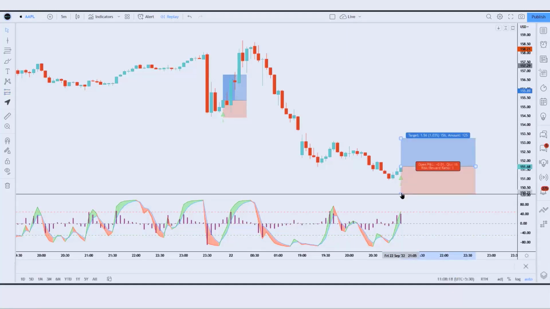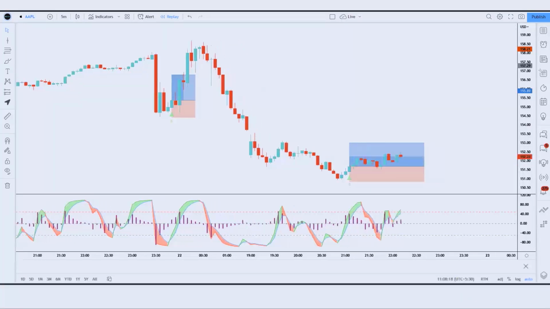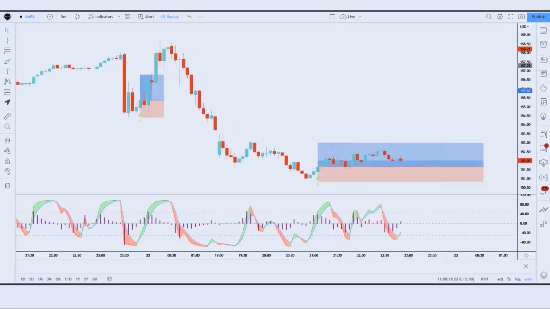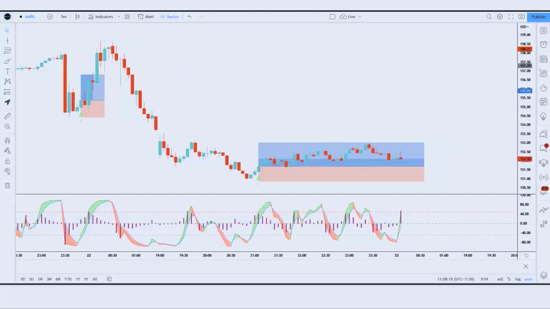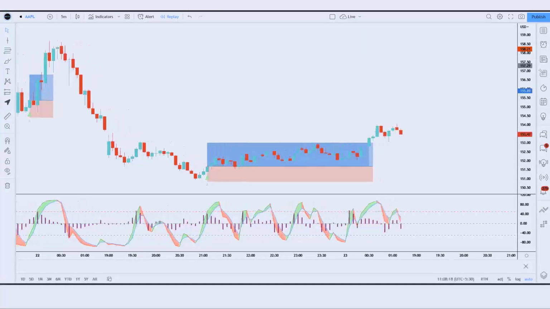Our stop loss will be placed at the low of the previous candle. And the risk to reward ratio will be 1:1.5. Let's see what happens to our trade. Our trade is running in profit. We have won the trade. Let's find the next trade.